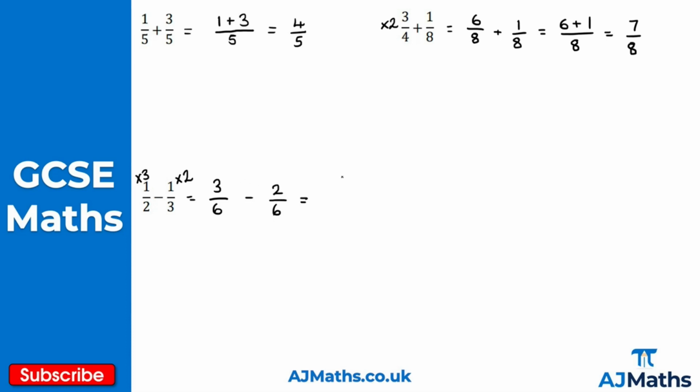So I'm going to do 3 minus 2 here. So 3 minus 2. And again, we keep the denominator as it is. So 3 minus 2 is 1. So what I get here is 1 over 6. Okay, and that's our solution to the final example.